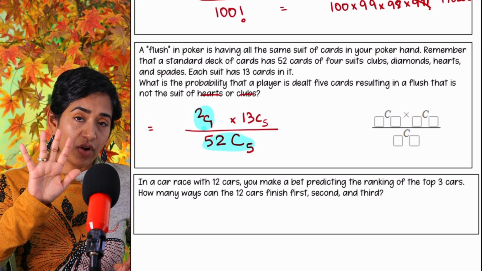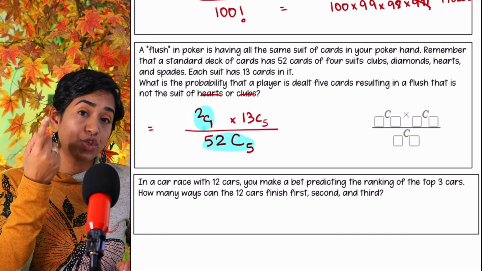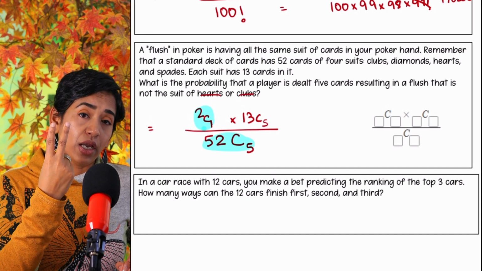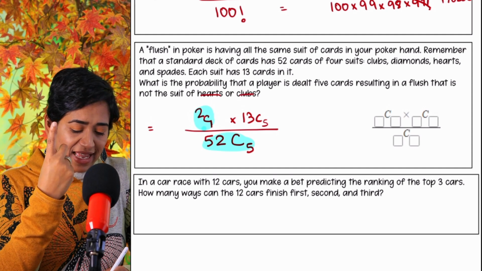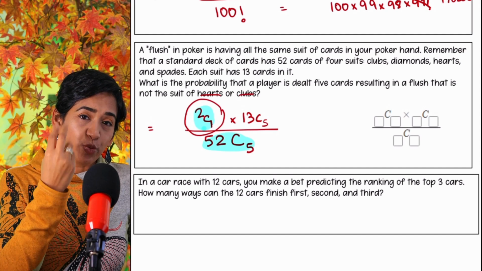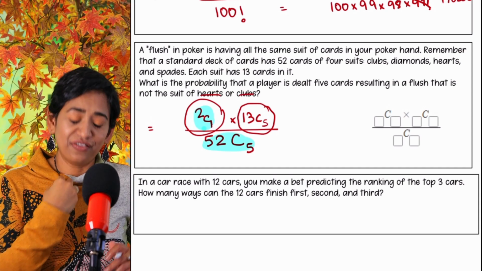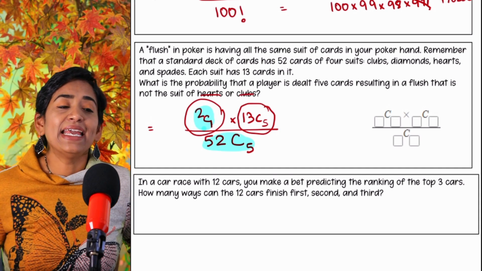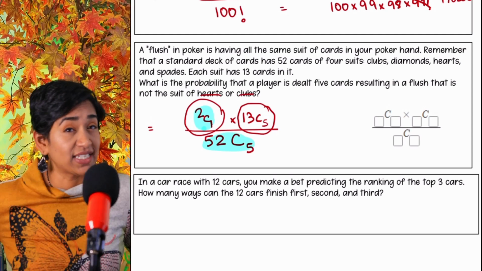52C5, right? But I have to pick 5 of the same. So I either choose my spade or my diamond. How many ways? From 2, I'm choosing 1. So that is 2C1. Once I choose that, I have to pick 5 from 13. So 13C5.